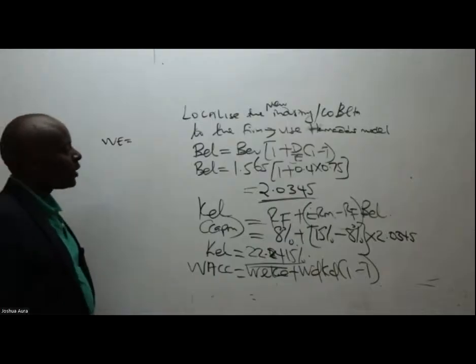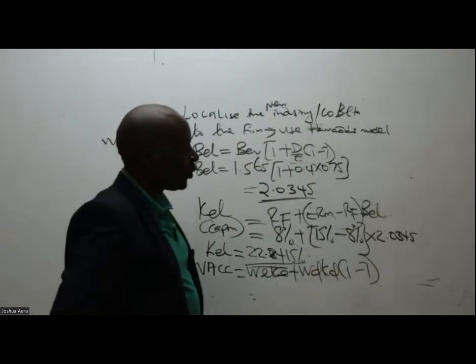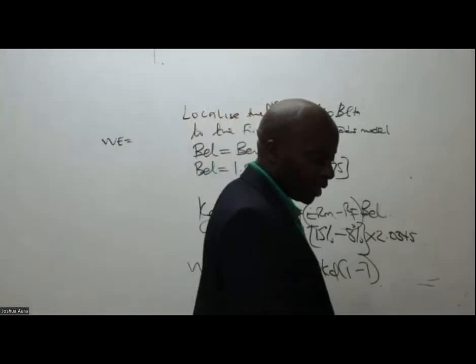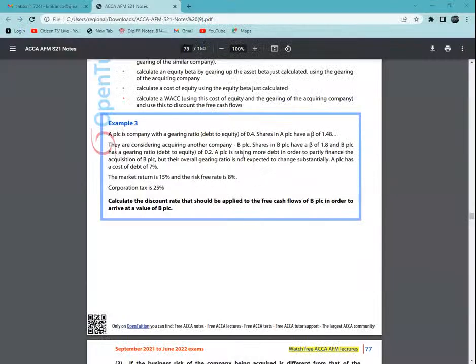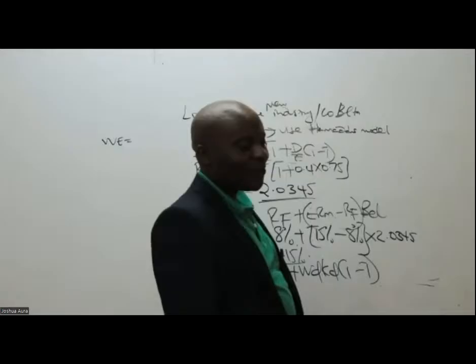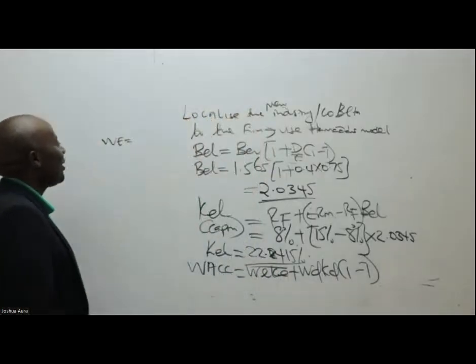Remember what they told us up there is that the debt to equity is 0.4 for the company. But you see, this is on the weight. Don't tell me that the debt is 0.4, equity is 0.6. No, no, this is quite a challenging one.